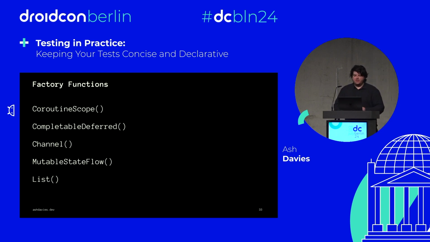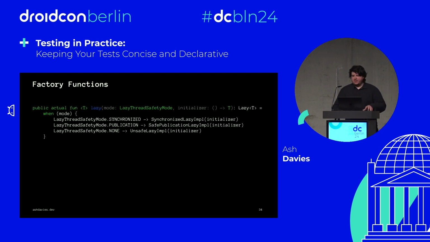These are things like coroutine scope, completable deferred, channel, mutable state flow, and simple list. These actually are just interfaces with top-level factory functions, and they are a really powerful way of getting different behavior. For example, whilst it may not use the same capitalization, this instantiation of lazy will make sure it's using the right synchronization method. So you could add additional type checking, additional behavior that would be inappropriate in a constructor.